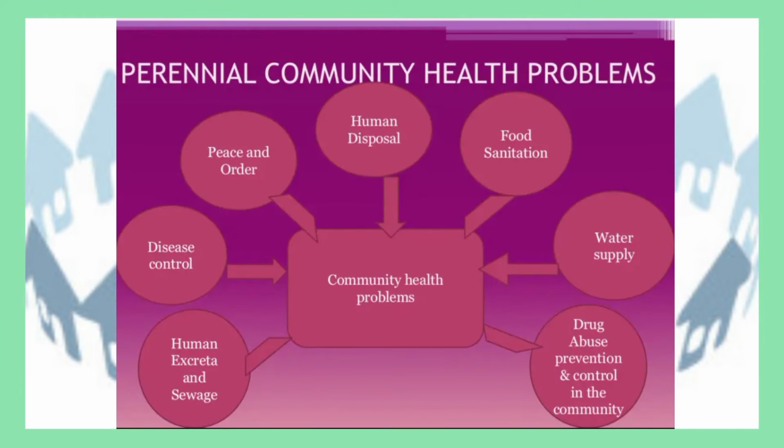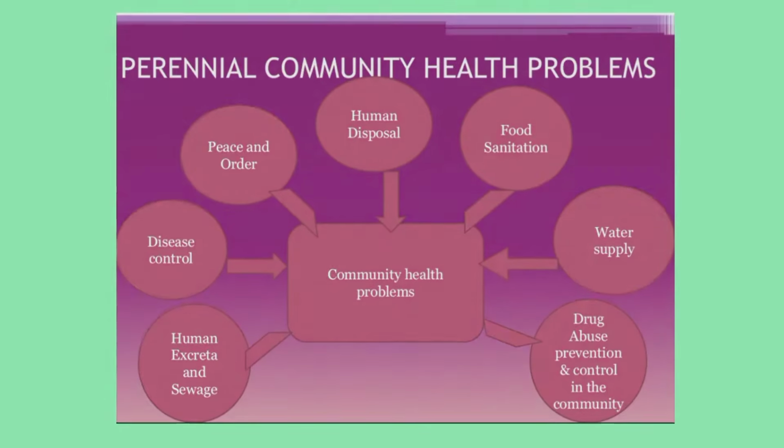Learners, these are the perennial or most common community health problems. First is human excreta and sewage. Second, disease control. Third, peace and order. Fourth, human disposal. Fifth, food sanitation. Sixth, water supply. And seventh, drug abuse prevention and control in the community.